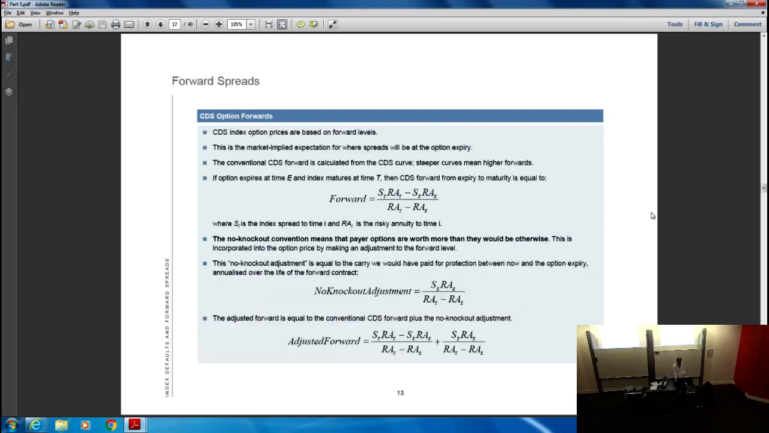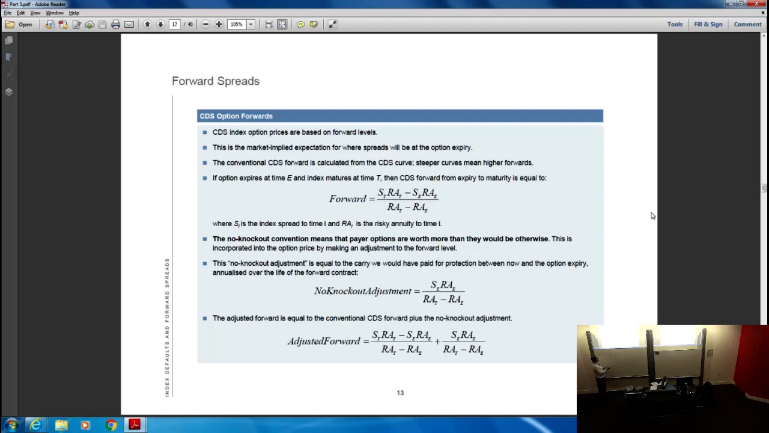So as we've seen over here, we've got the spread. Normally if we were going to calculate a forward, we'd basically do the spread on the longer CDS contract times the annuity of the longer one, minus the spread on the shorter one times the annuity of the shorter one, divided by the difference in annuity between those two.